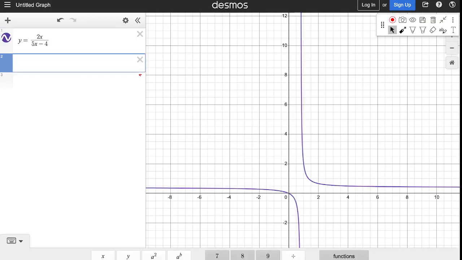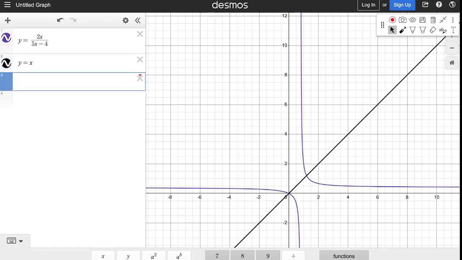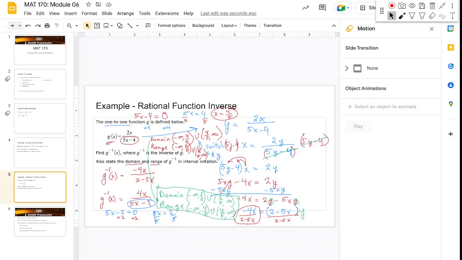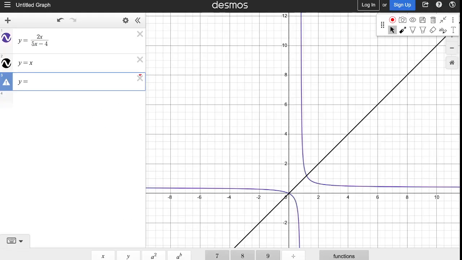What we will do next is graph y equals x, and there's our reflecting line. And then let's graph that last function we came up with, which was y equals, what was that, 4x? What did we come up with? 4x over 5x minus 2, yes. So then I got 4x.